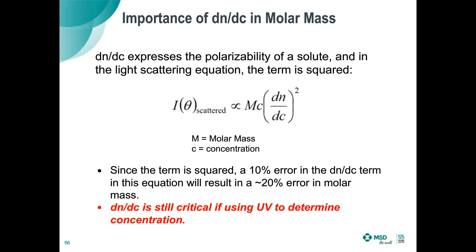Understanding the importance of dN/dC in measuring the molar mass, in addition to using it as your concentration source: in the light scattering term, the dN/dC is squared, even if you're using UV as your concentration source. So any error in your dN/dC, a 10% error, would result in a 20% error in your molar mass. I think this is one of the things that I found very interesting, that even when you're using UV, the dN/dC is still critical. And it may be a reason to use the refractive index as your concentration source.